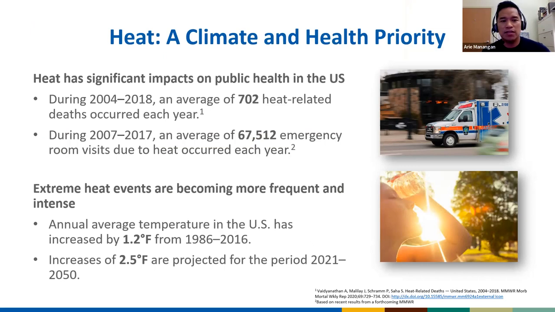So extreme heat is a top priority in the climate and health program, as heat kills more people in the U.S. than all other natural disasters combined, with an average of 702 deaths per year and over 67,000 emergency room visits, which is very likely an underestimate. And with climate change, we already are seeing more frequent and more intense extreme heat events, and this is expected to become worse. Next slide.